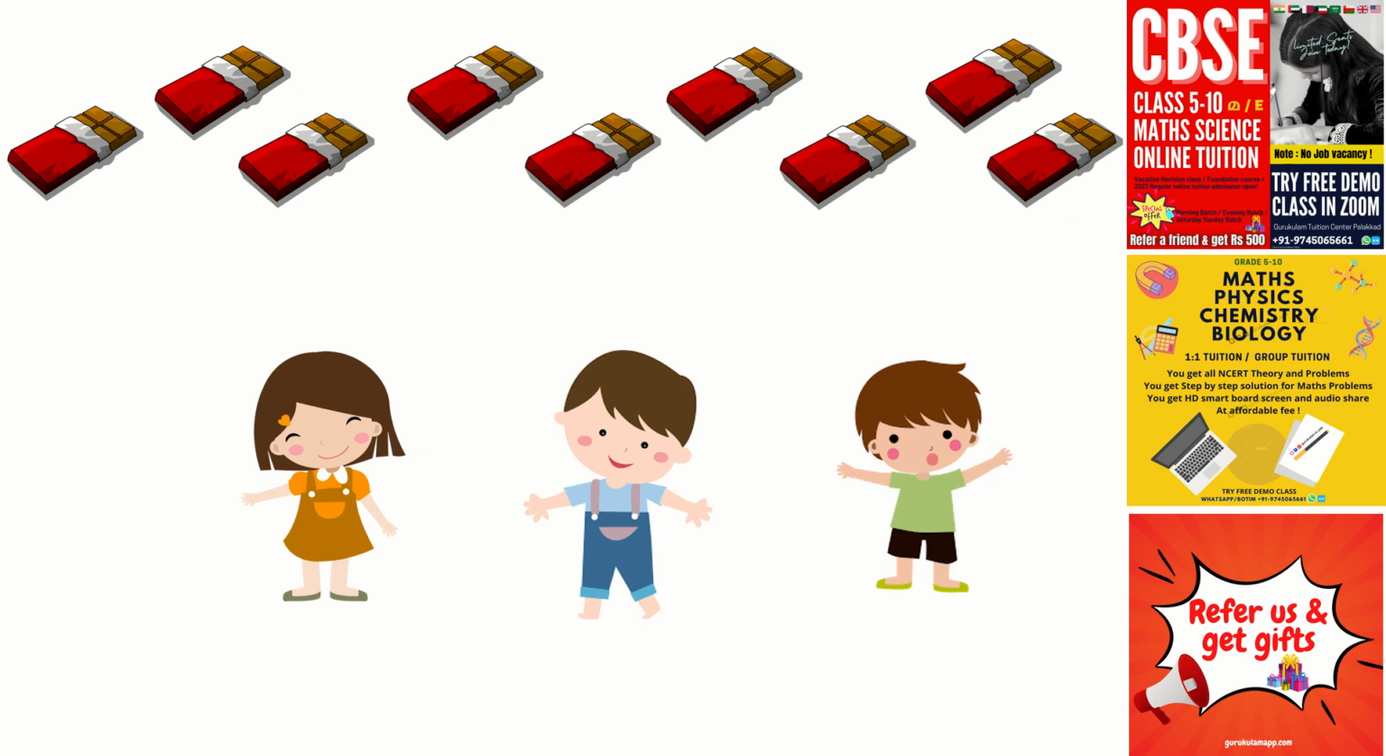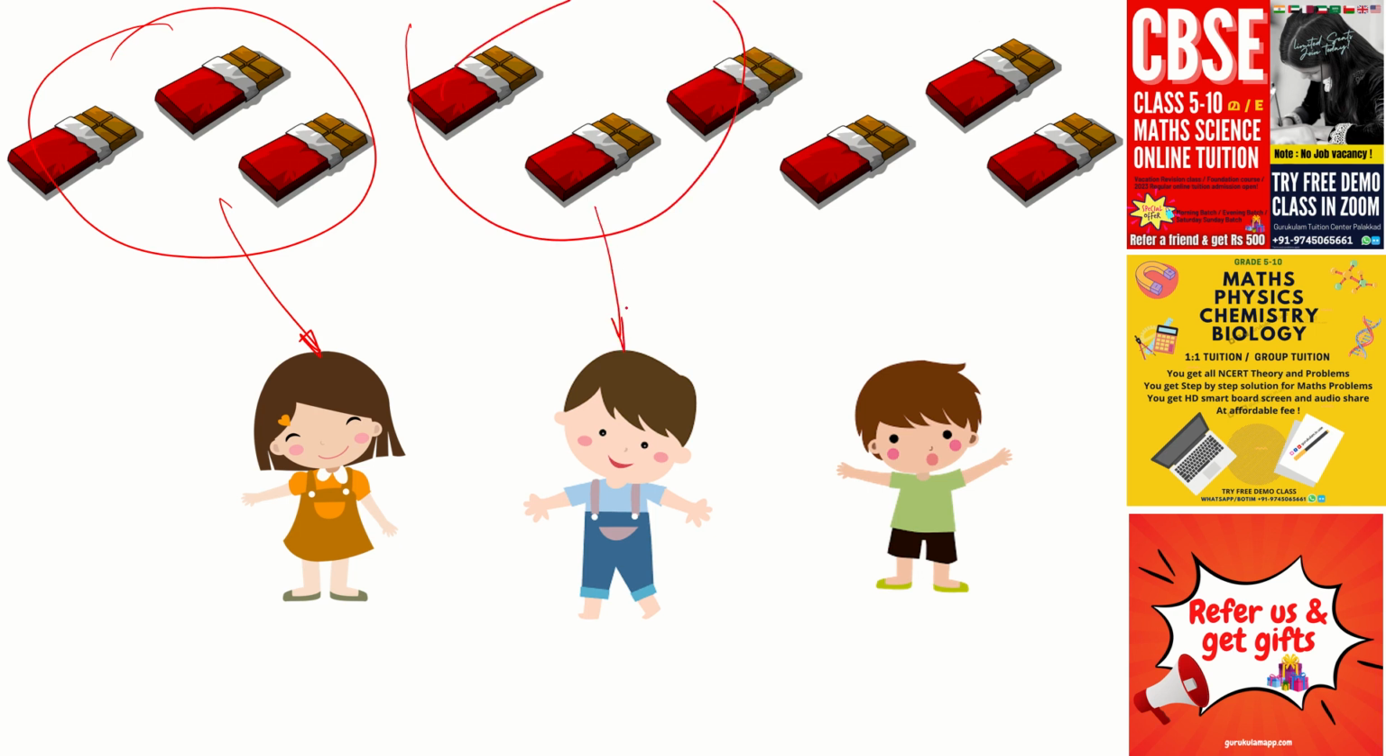When we analyze this picture, we can see we have 9 chocolates here. How many chocolates are here? 1, 2, 3, 4, 5, 6, 7, 8, 9 chocolates. So we can divide these 9 chocolates among these 3 children equally. How? The first 3 chocolates are given to this child, another 3 chocolates to this child, and another 3 chocolates to this child. So this is the concept of division: sharing equally.